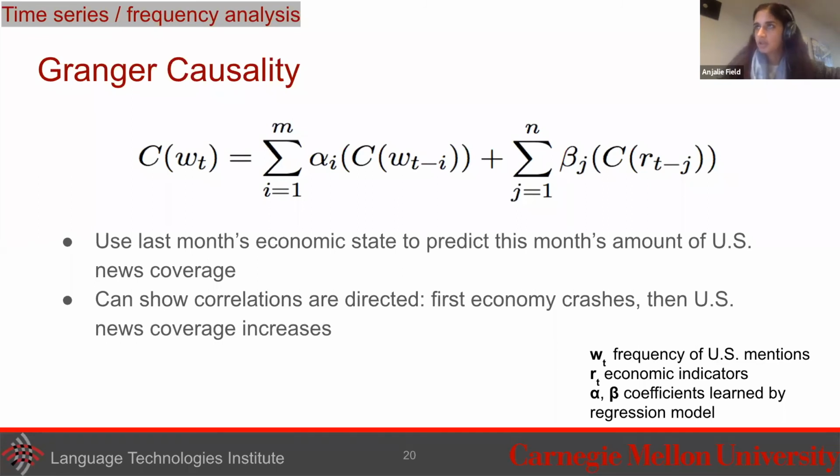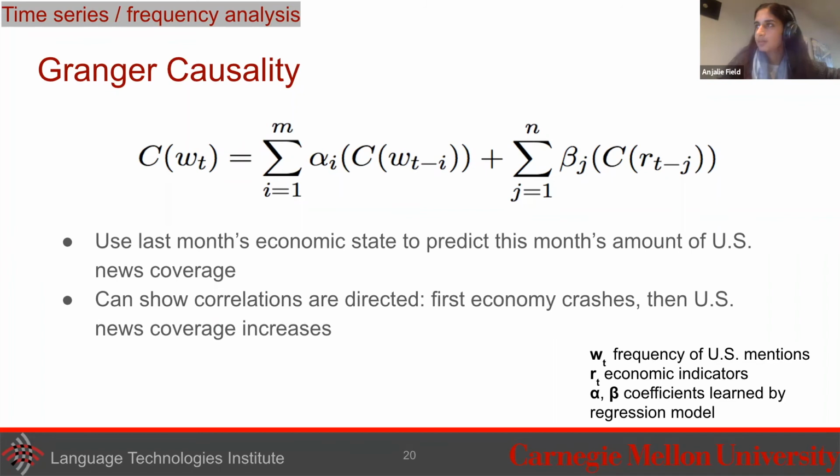And the method that we use for this is called Granger causality, and it's pretty common in economic studies. The basic idea is we fit a regression model where we try to use last month's economic data to predict this month's amount of coverage of US news.